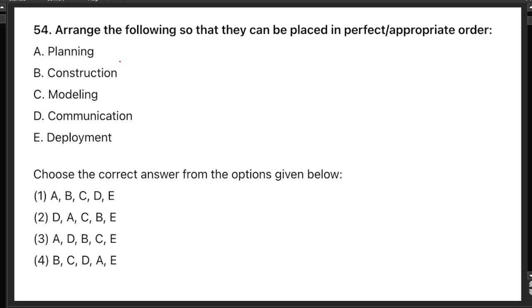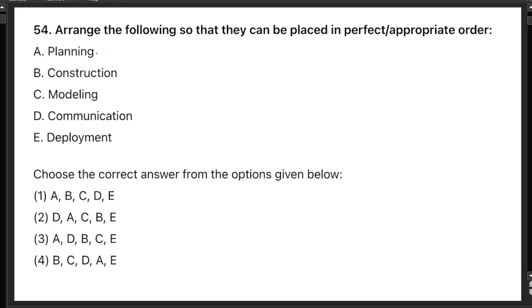Now let's see this question, everyone. Arrange the following so that they can be placed in appropriate order. First is planning, second is construction, C is modeling, D is communication, and E is deployment. So choose the correct answer from the options given below. Now the first step is to identify the logical sequence. It determines the natural flow of activities from initial planning to final deployment. And the second step here is to arrange based on the identified sequence.